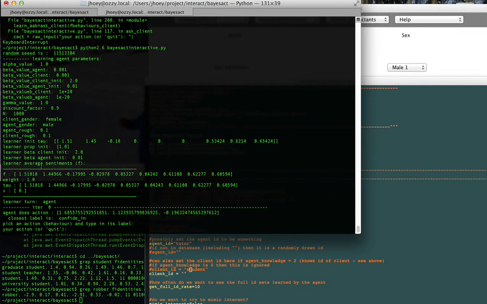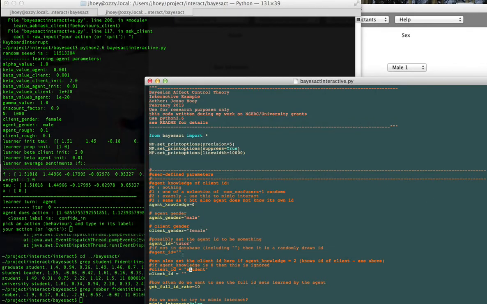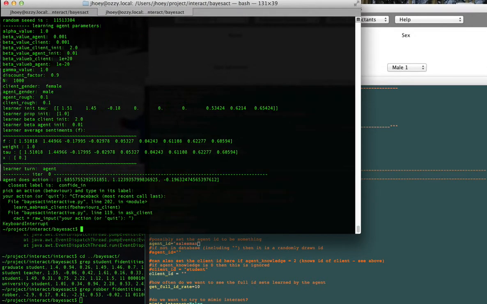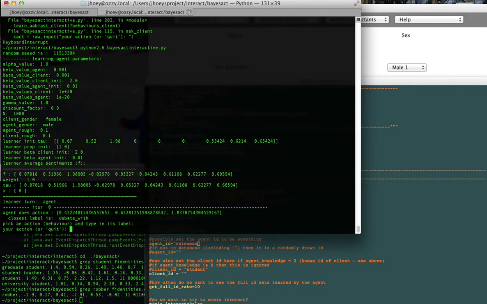Okay, so we start bayesact. First of all, I'm going to change this to be salesman. So the agent's a salesman, and the agent does not know the identity of the client. So we'll start up bayesact. And again, we'll see that it knows that it is a salesman. So this is the affective identity of salesman. And it doesn't know the affective identity of the person it's interacting with. So it has this broad distribution, and this is the mean. So the first thing it would normally do is to debate with.